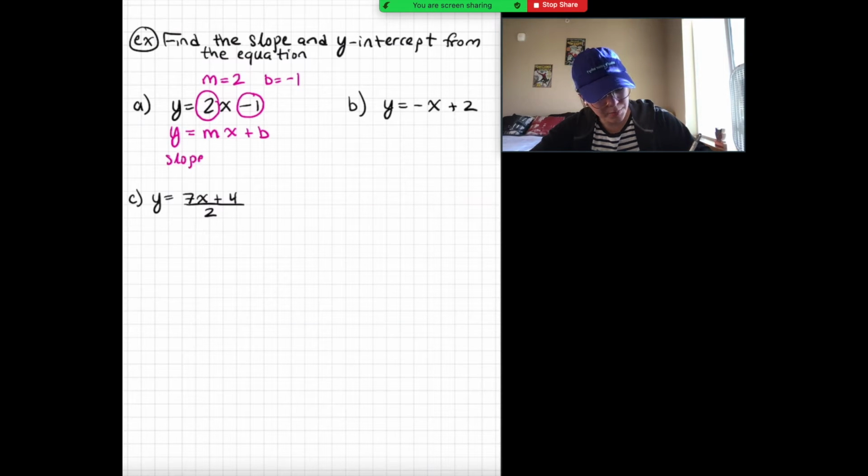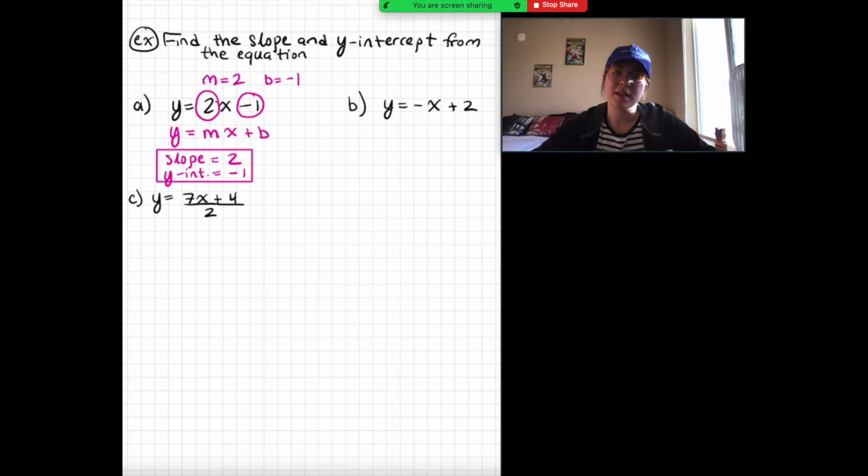So slope equals 2, y-intercept equals -1. Go ahead and pause and see if you can do the next couple on your own.